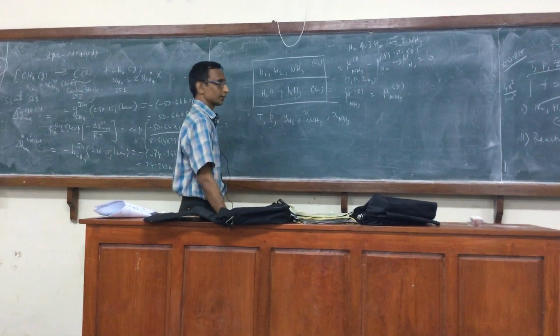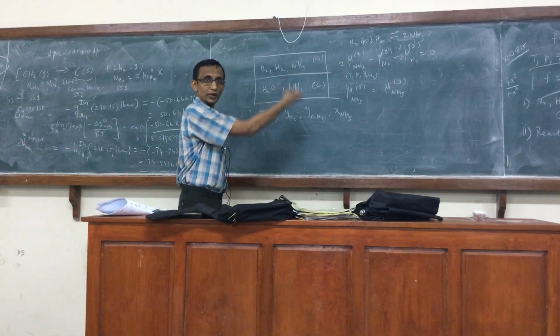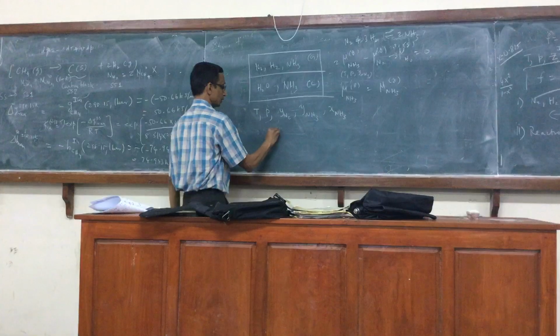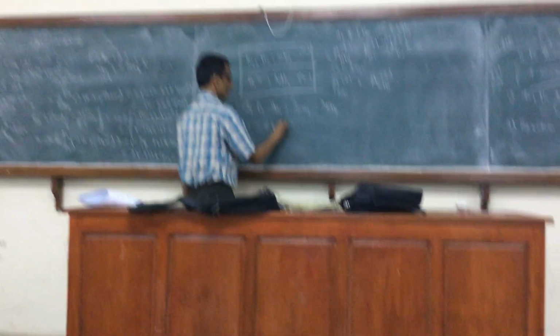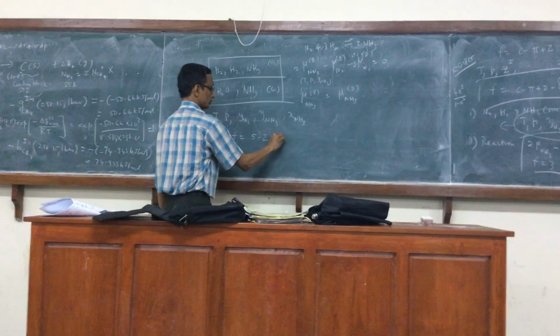Five variables, and then what are the equations? The equations are what we have written down. Right, so what is the degree of freedom? F is equal to 5 minus 2, which is 3.